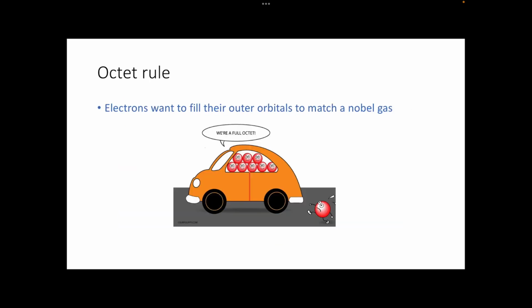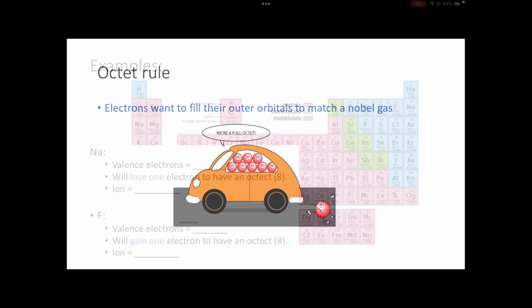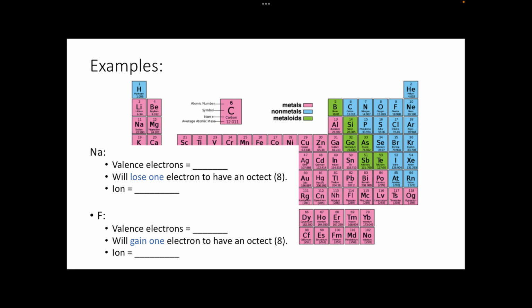So the noble gases have 8 electrons in their outer shell, and they're inert. They don't like to react with other elements, and this is described by the octet rule. The octet rule states that electrons want to fill their outer orbitals to match a noble gas. So all elements like to have a full shell of electrons in their outer shell. If they don't have 8 electrons, they will either lose or gain electrons to get there. Let's go ahead and do some examples.